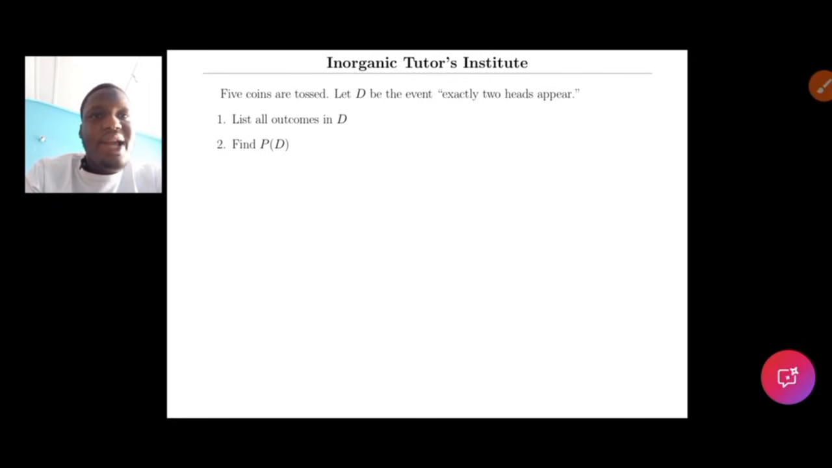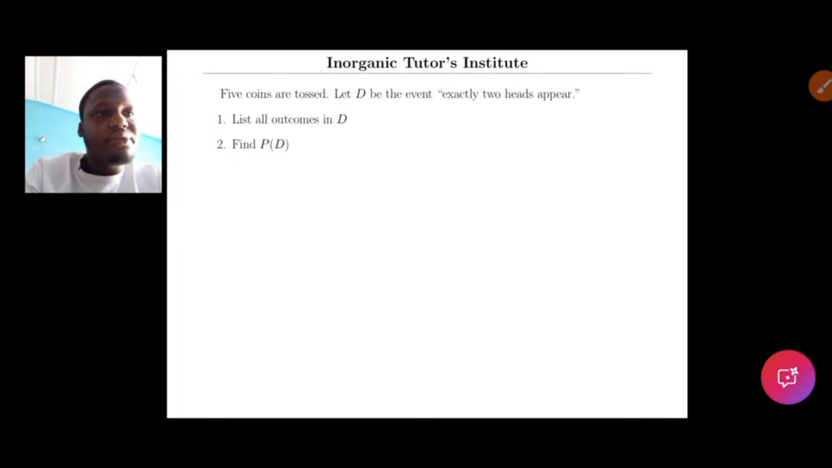which is: 5 coins are tossed. 5 coins. It's getting intense. Let D be the event exactly 2 heads appear. First, list all the outcomes in D, and second, find P(D).